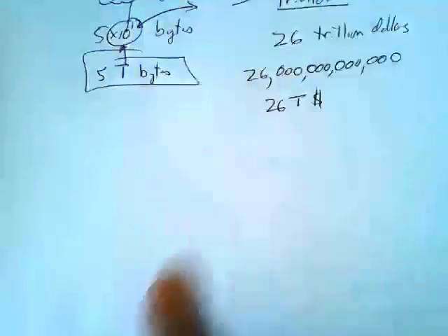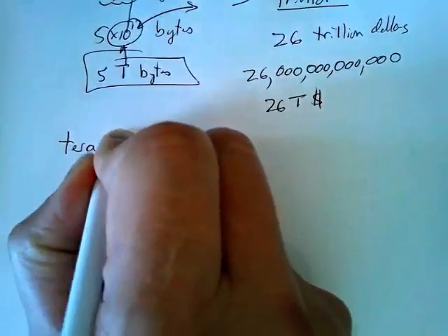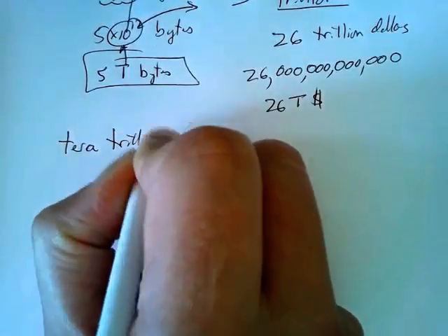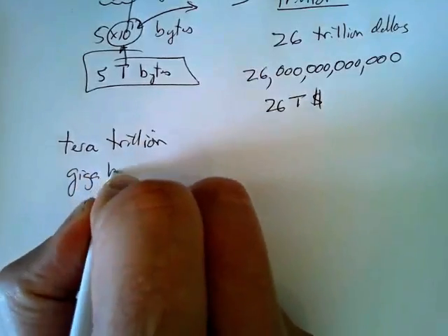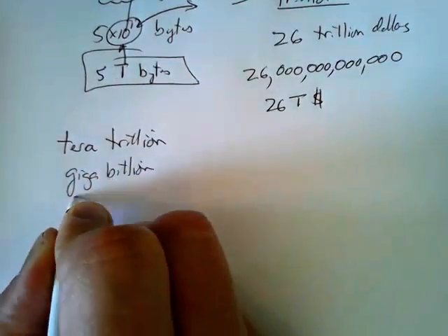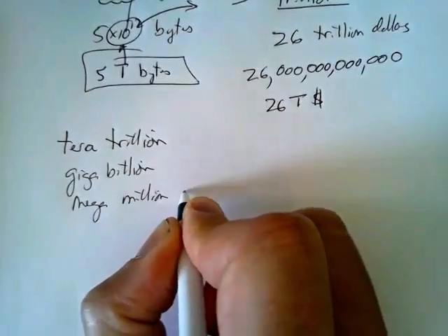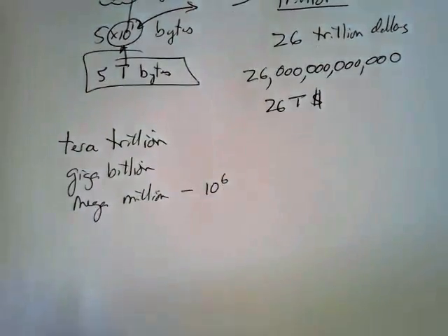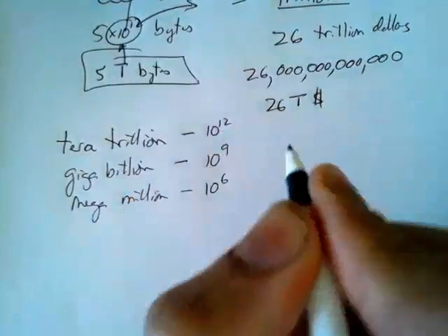So there are other big exponents. So notice this is a big number, right? Tera is trillion, and giga is billion, and mega is million. Million is 10 to the 6th, billion is 10 to the 9th, and trillion is 10 to the 12th.